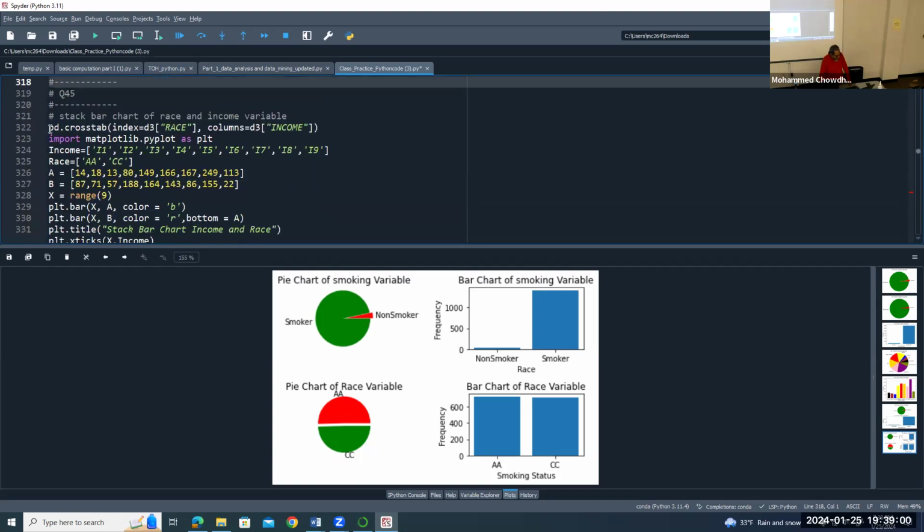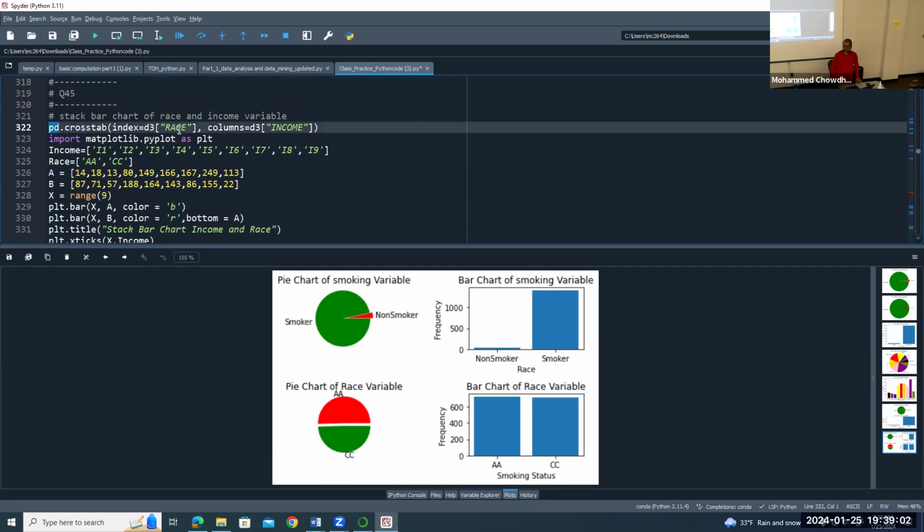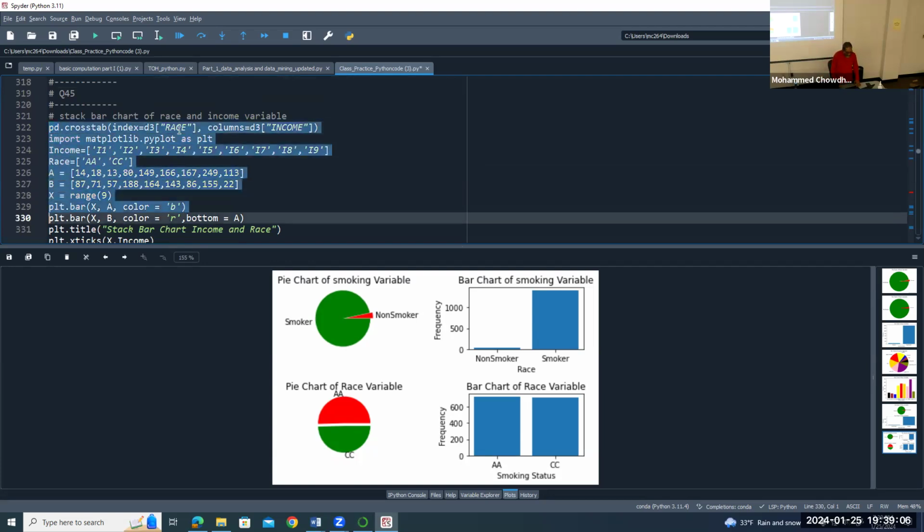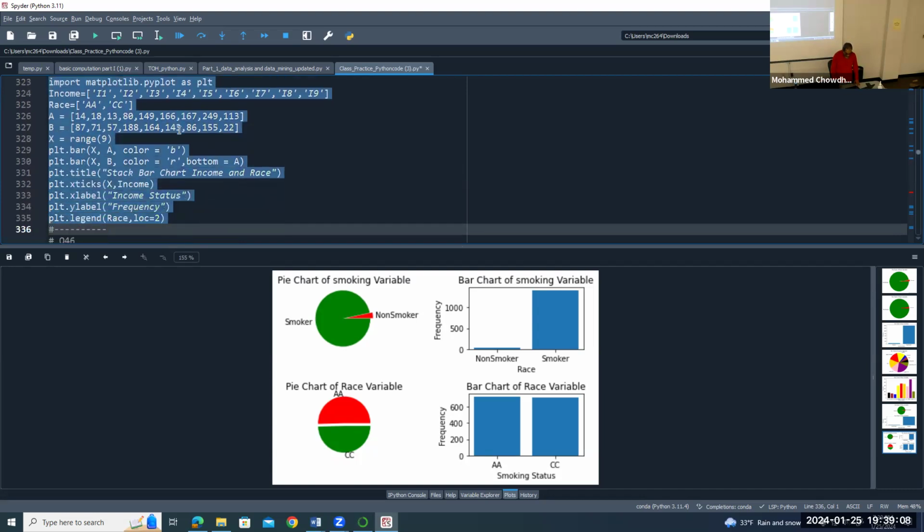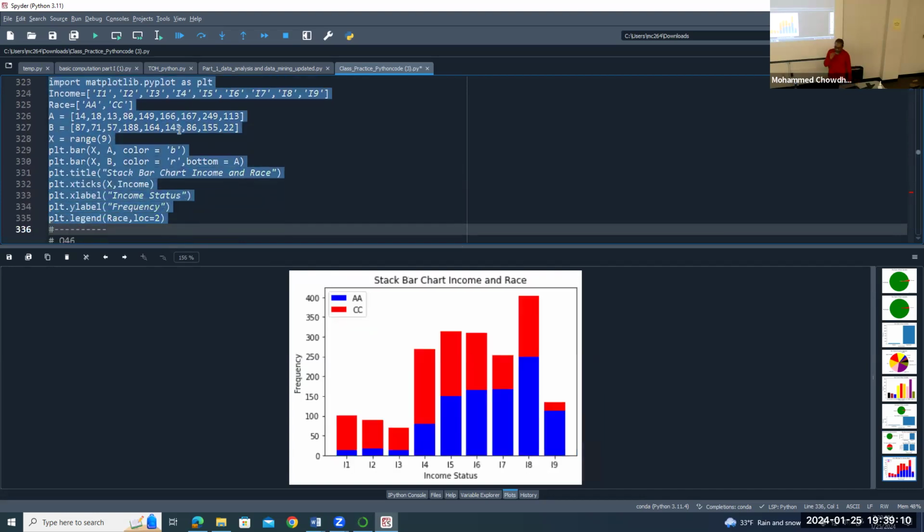Now this is called the stack bar chart. Stack bar chart means I want to take race and income and see them together. Here is the stack bar chart. AA stands for African American, CC for the Caucasian. What does this mean? Income level 1, this part is for the African American, that part is for the Caucasian. Understand? Income level 5, I5, this part is for the African American, that part is for the Caucasian.